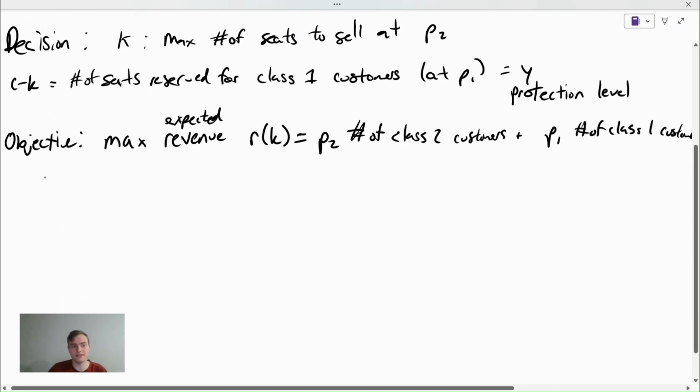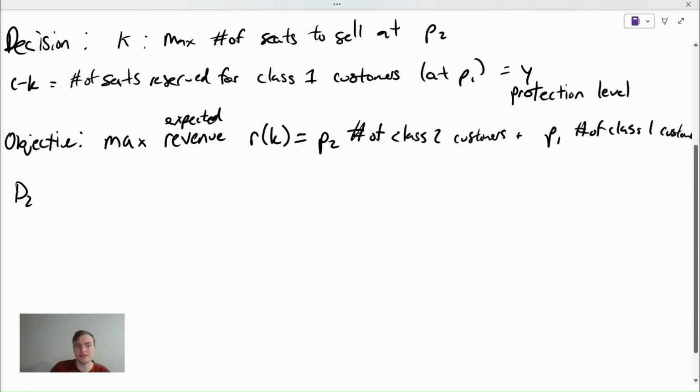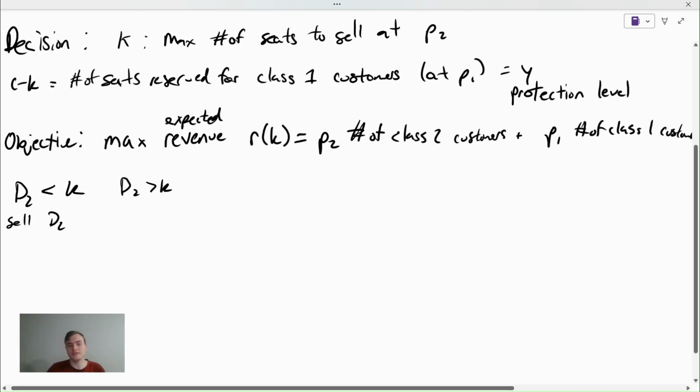So if we think about the two cases, D2 is how many customers arrive. If D2 is less than K, then we sell D2 customers, right? If D2 is greater than K, then all those customers that come after the Kth customer are going to be charged P1, or they're not going to get a ticket, right? So we're only going to allow at most K people into class 2.